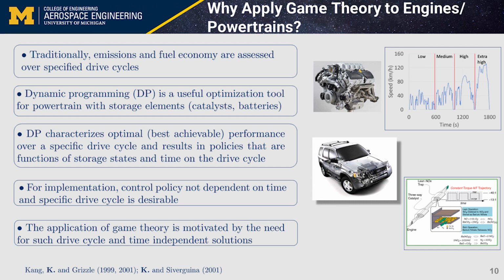But the policies that dynamic programming produces were functions of our storage states, which was fine, but they were also functions of the specific drive cycle and time over the particular drive cycle. Now, cars are not driven on a drive cycle, they are driven on the roads, so it's not clear how to apply these solutions to vehicles on the road. So for implementation, a control policy that is not dependent on time and a specific drive cycle is very desirable. Our initial look at the application of game theory was really motivated by the need for such drive cycle and time independent solutions. Another approach that we have pursued was using stochastic dynamic programming, but I'm not going to talk about it today.